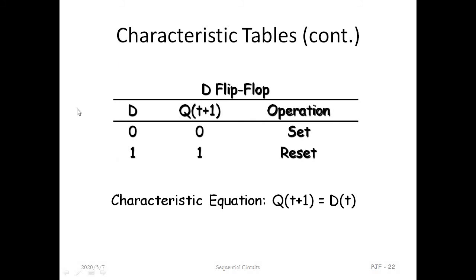Next, this is the characteristic table of the D flip flop. When you apply 0, the next state becomes 0, this is called reset, and when you apply 1, it becomes 1, this is called set. And this is the characteristic equation of D, that is, the next state Q plus equals D.